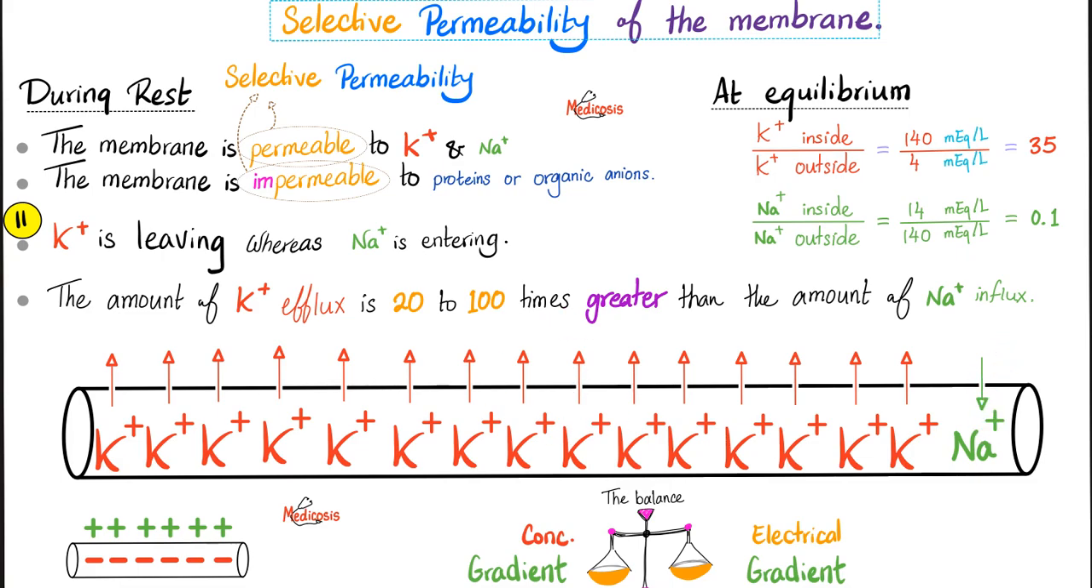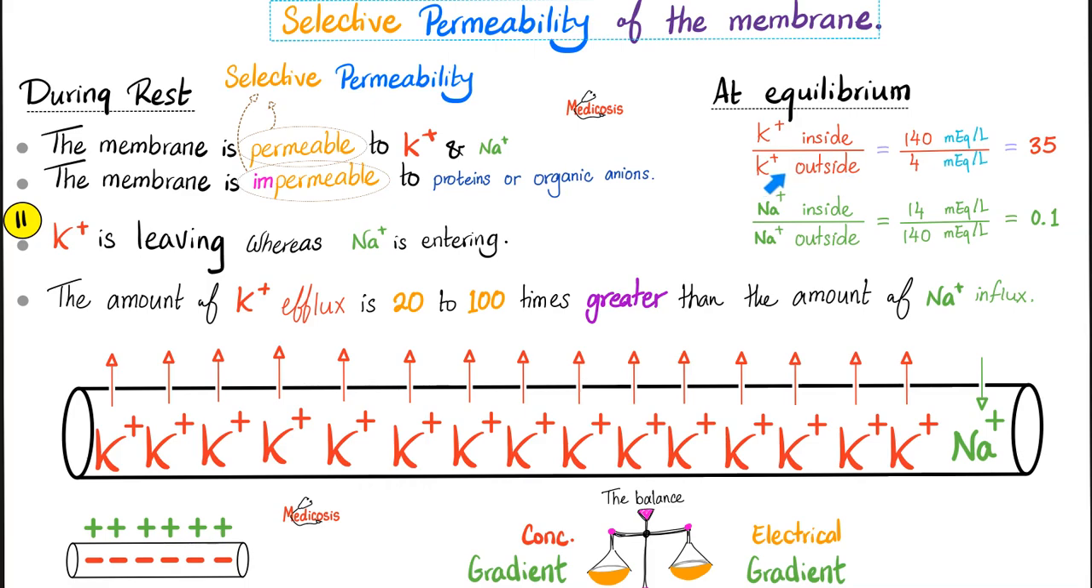Why is potassium leaving? Why is some sodium entering? Well, it's a balance between the concentration gradient and the electrical gradient. Let's lump them together in one phrase and call it the electrochemical gradient. Beautimus. At equilibrium, if you measure the potassium inside to the potassium outside and get a ratio, you'll find that the potassium inside is about 140.